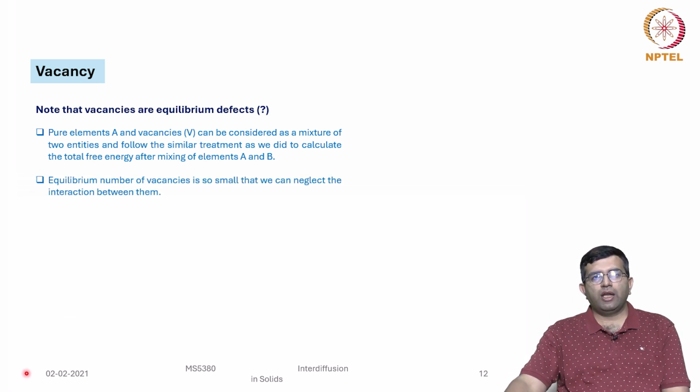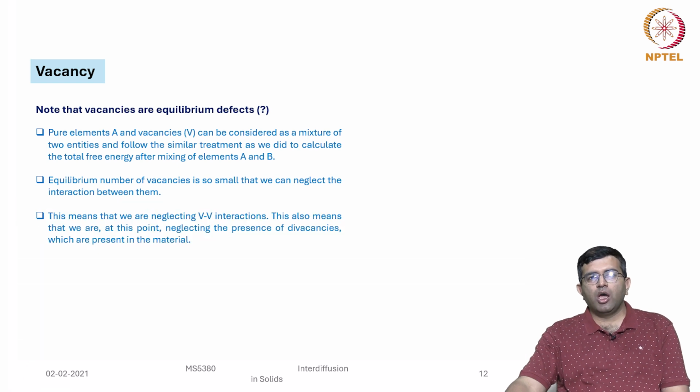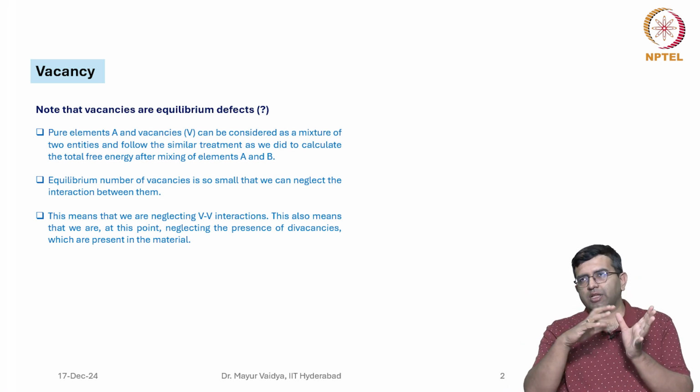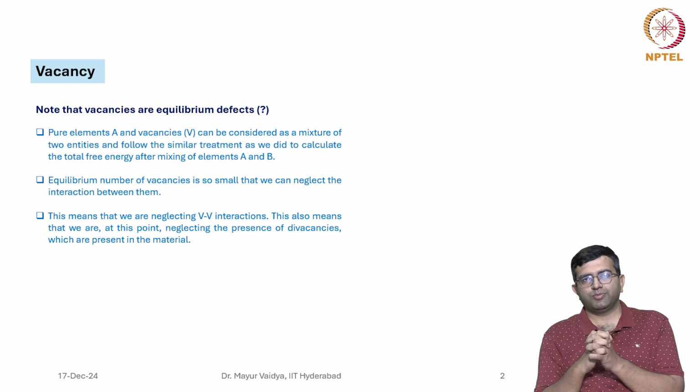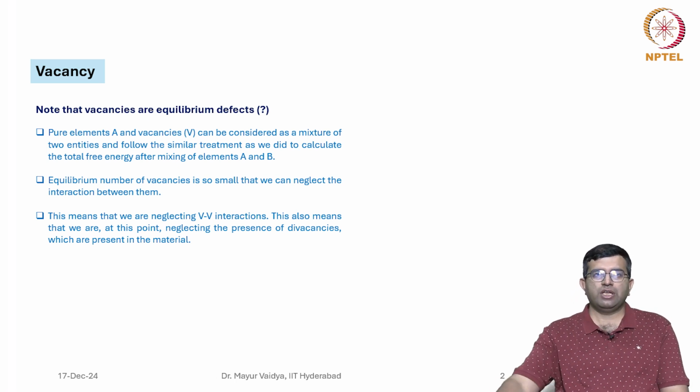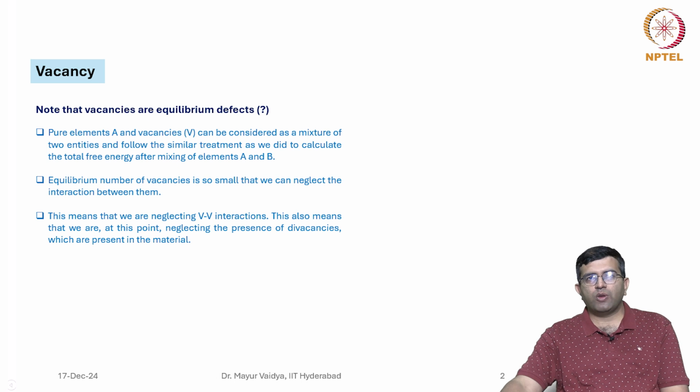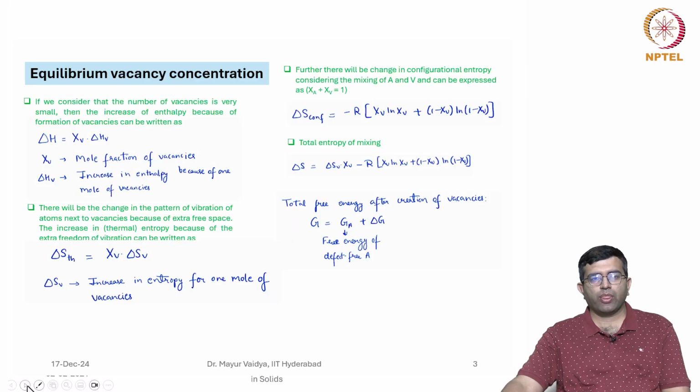If you do that, then you also assume that the equilibrium number of vacancies is so small that we can neglect interaction between them, which means that at this point we are also neglecting divacancies, which actually are present in the material, but we will see later that they are more dominant, especially at higher temperatures. But for now, when we want to determine the equilibrium concentration of vacancies, we can restrict ourselves to the mono vacancies. So, how do we determine this equilibrium vacancy concentration?